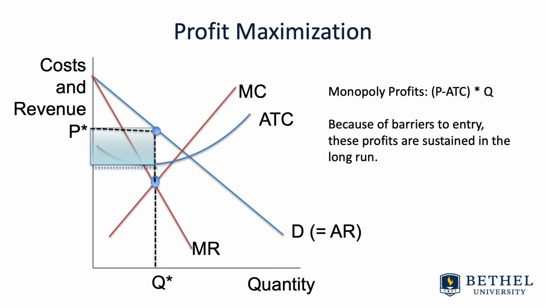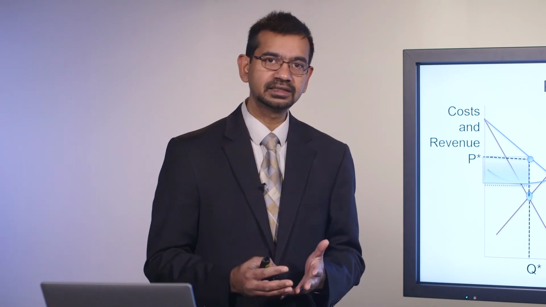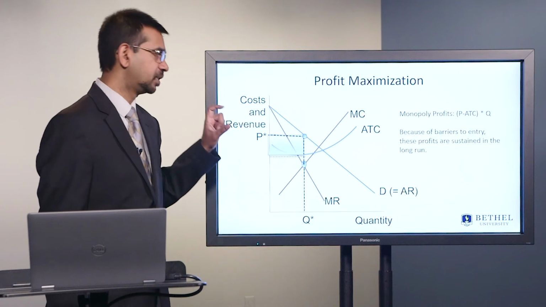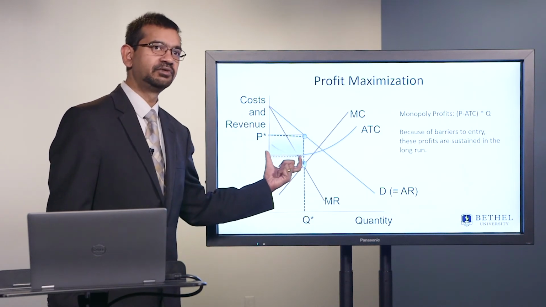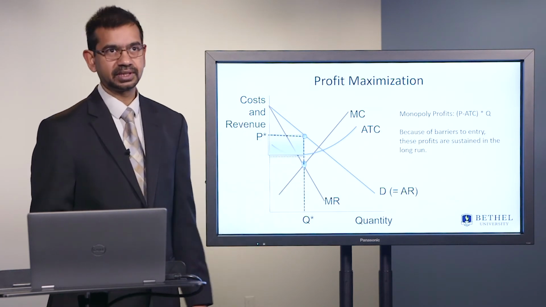And because the monopolist is the only firm in the market, they can sustain these profits even in the long run. In competition, when existing firms make a positive profit, new firms enter, and eventually prices get driven down, profits dissipate. But in a monopoly, because this firm is the only producer in the market, there will not be any more entrants, and the monopoly will sustain these profits in the long run.